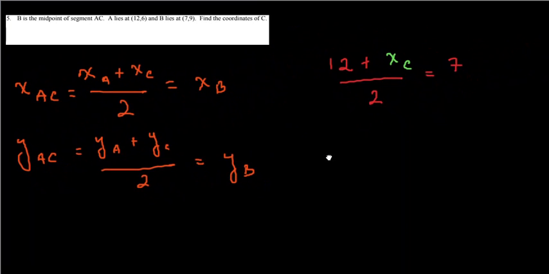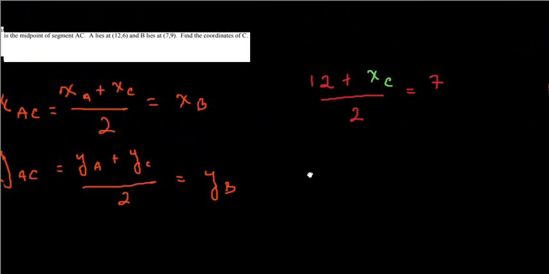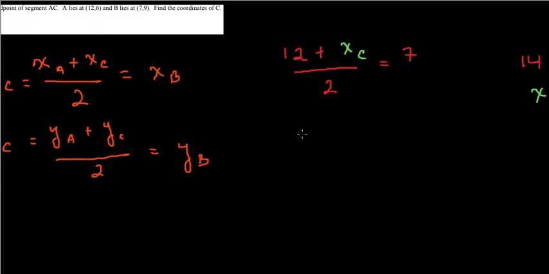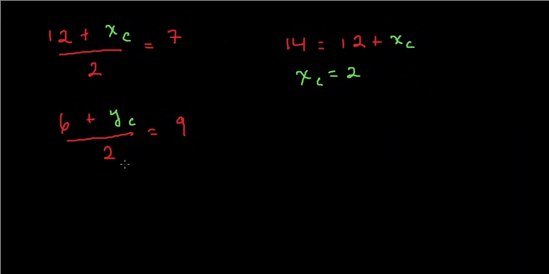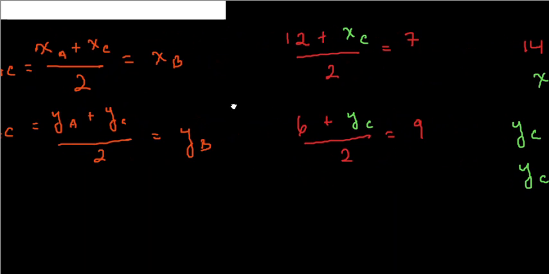In that same regard, we can keep going. The y value of A is equal to 6 plus y of C over 2 is equal to the midpoint of 9. And then you can keep going. Looks a bit like Christmas. So y of C plus 6 is equal to 18. I multiply both sides by 2, and same here, that's how I got 14. And subtract both sides by 6. So y of C is equal to 12. So the answer is going to be (2, 12).